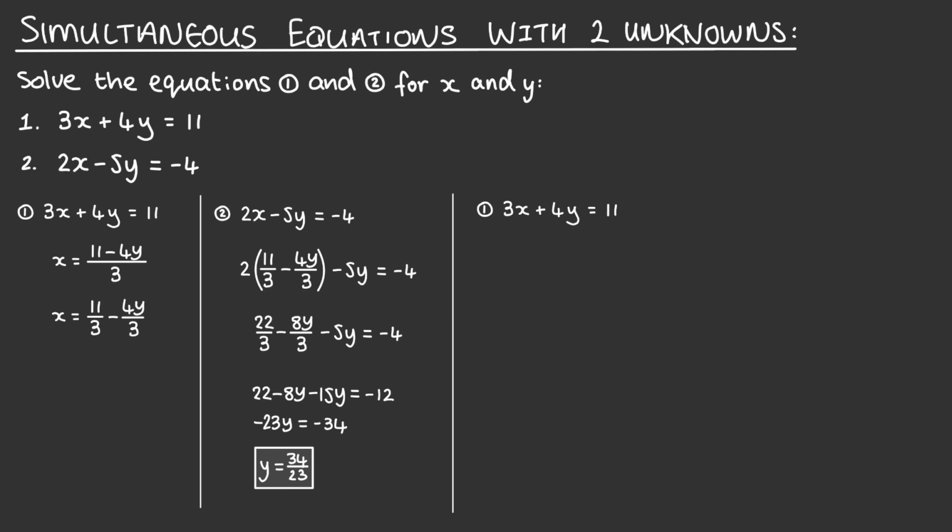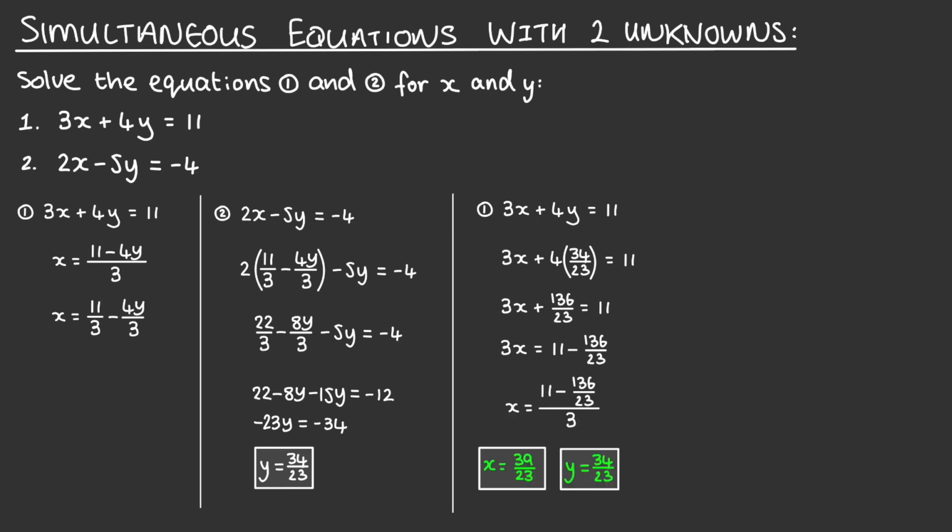So now that we've found y, we can sub y into any of the equations to find x. So taking equation 1, we can sub y in. We can then simplify this expression in the same way that we simplified the previous one by multiplying out the brackets. And then taking everything to one side, we end up with x is equal to 39 divided by 23.